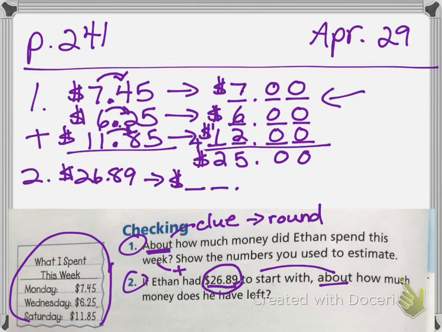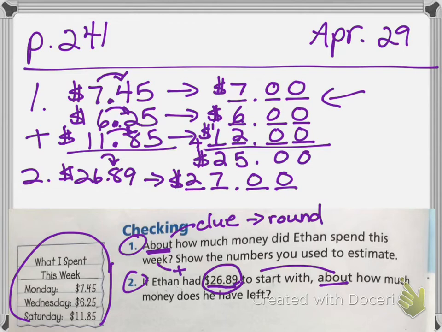So I want you to think about how you would round the 6. Is it going to be $26 or $27? Pause the video until you have that written in. Okay, the 8 tells us to round up, so we are going to round that to $27. So he had about $27 to start with.